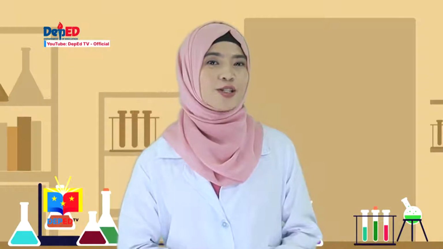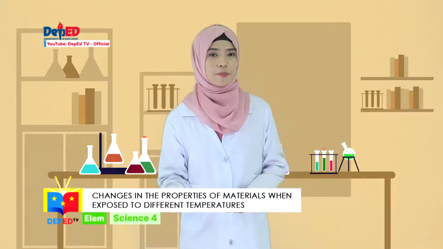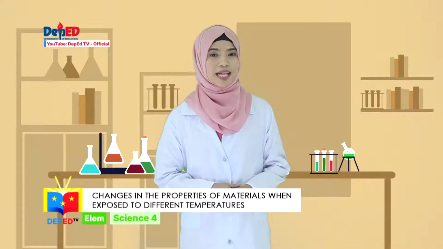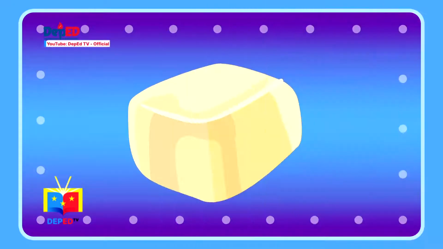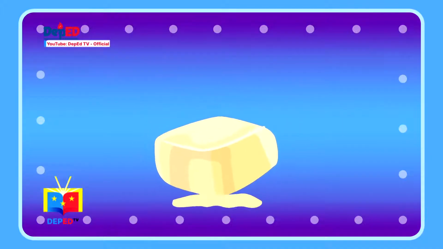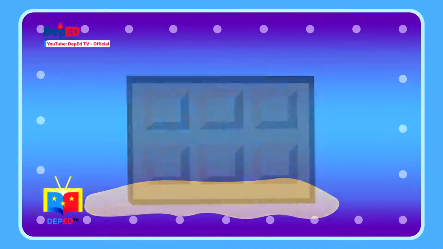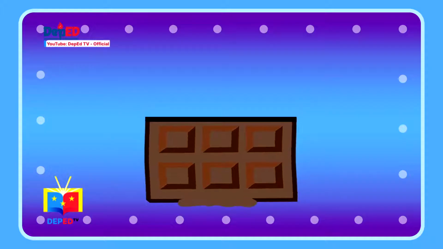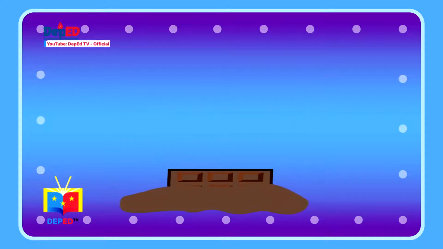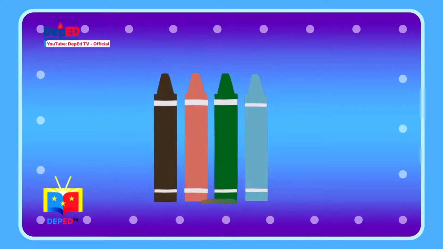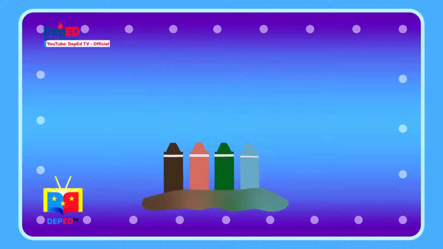In this lesson, you will be learning more about the changes in the properties of materials when exposed to different temperatures. We will also describe what will happen to materials when heated or when cooled. Some materials change from solid to liquid when heated. There is also a change in their size, shape, and texture. Some materials change back to their original form from liquid to solid when cooled. There is also a change in their size, shape, and texture.